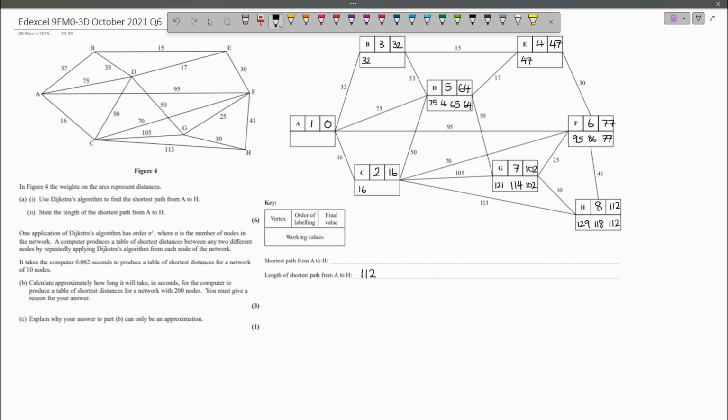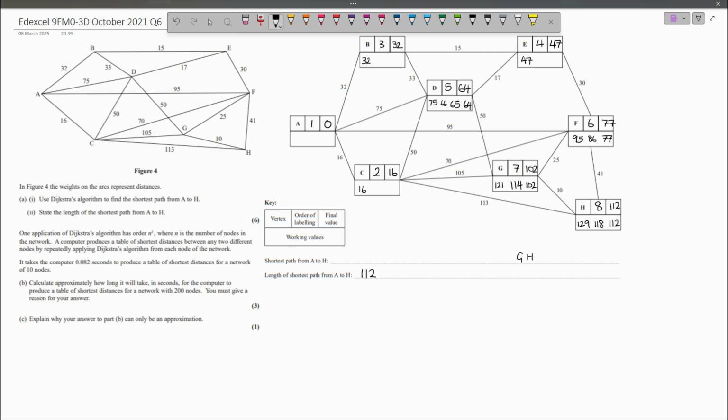And to find the shortest path from A to H, I've got to backtrack. I've got to take this final value of 112. If I go down an edge and take the weight of that edge off, the final value at the other side of the edge is the final value subtract the weight of the edge. I'm going to have visited that node first before visiting H. So I'm going to go H. If I backtrack to G, that also works. I'm going to start at H at the end.